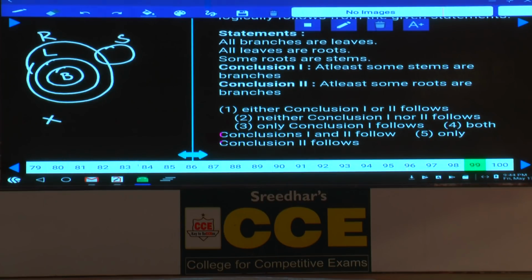And some roots are branches, that is true. And so only 2 follows. Only 2, that is choice 5. 99, choice 5. Only 2.